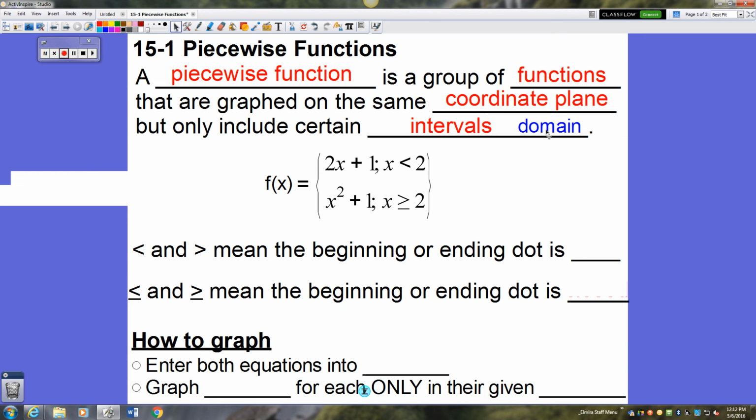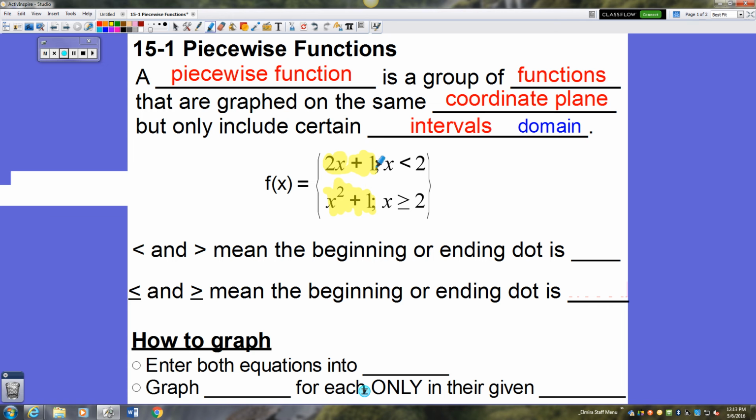Okay, basically, this part right here. We've got f of x, and it equals a bracket with two functions, could be three functions, it could be 11 functions really, but we're only going to do like 2 or 3 at a time. Okay, 2 or 3 functions, and it'll say what both of those are.